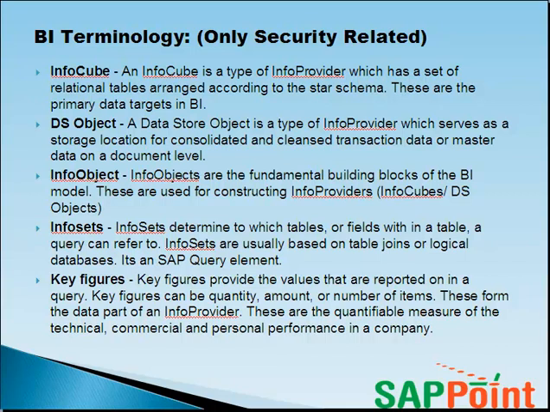Now key figures provide the values that are reported on in a query. These are numeric characteristics. Key figures can be a quantity, amount, or number of items. So anything which is numeric, which represents information like a number, is a key figure. These form the data part of an info provider. They are quantifiable measures of technical, commercial, and personal performance in a company.